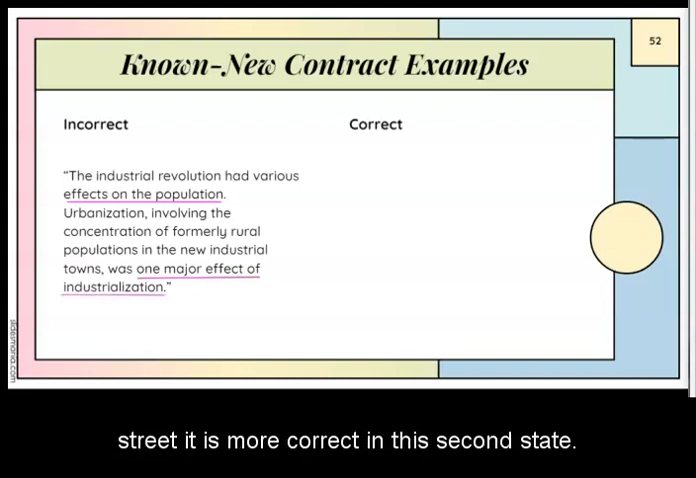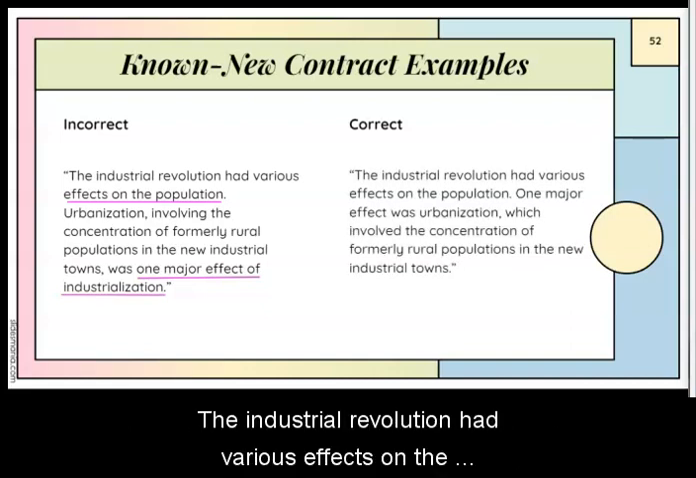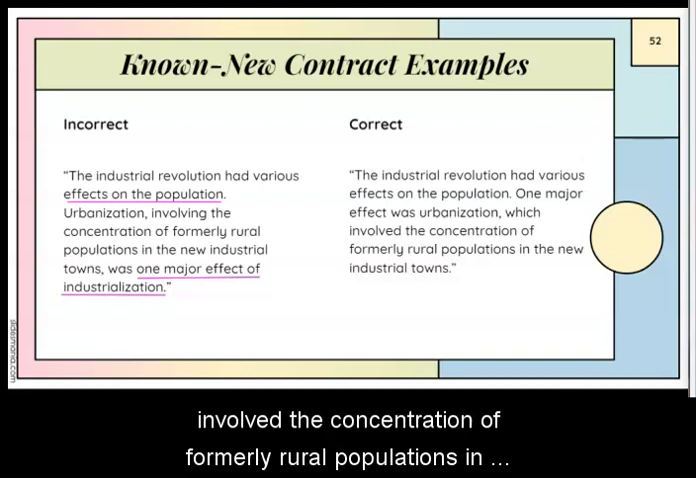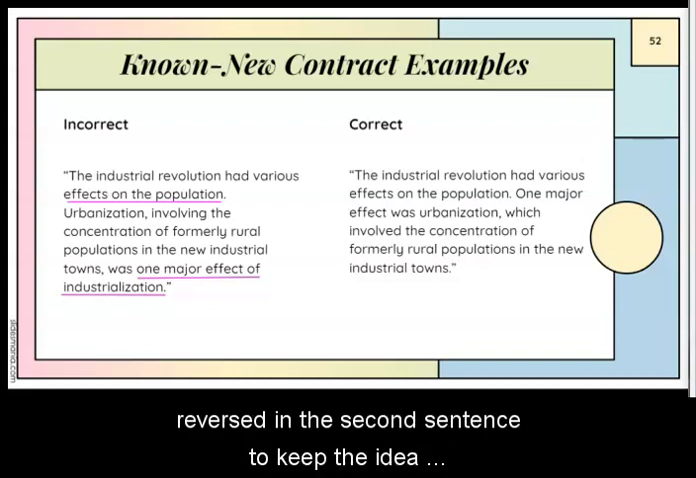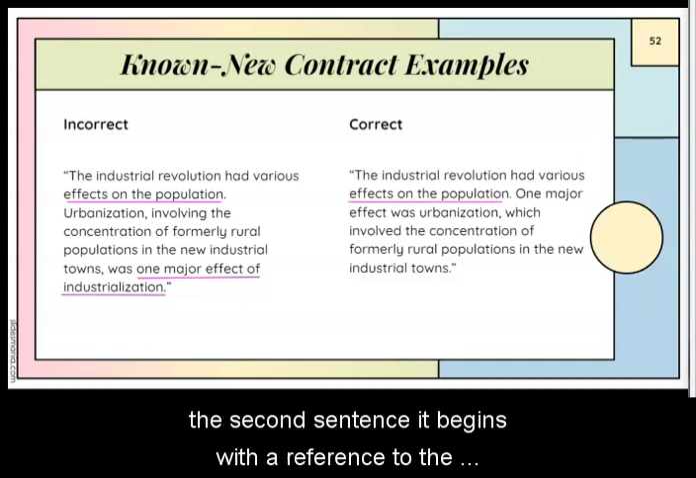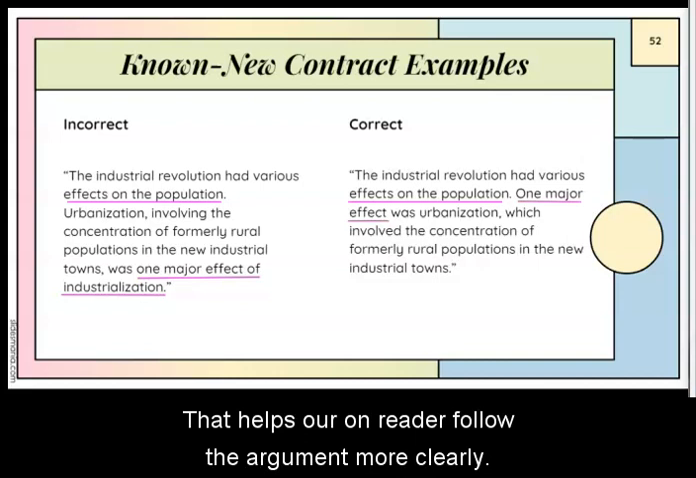It is more correct in this second statement: The Industrial Revolution had various effects on the population. One major effect was urbanization, which involved the concentration of formerly rural populations in the new industrial towns. So you can see that things are reversed in the second sentence to keep the idea flowing clearly, right? By reordering the information in the second sentence, it begins with a reference to the first sentence, and that helps our reader follow the argument more clearly, okay?